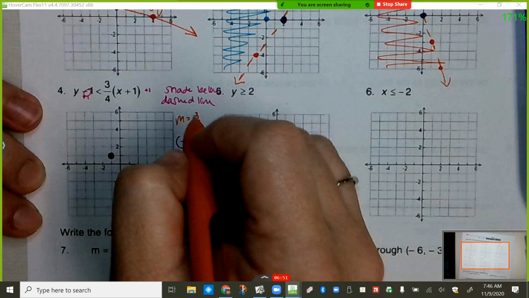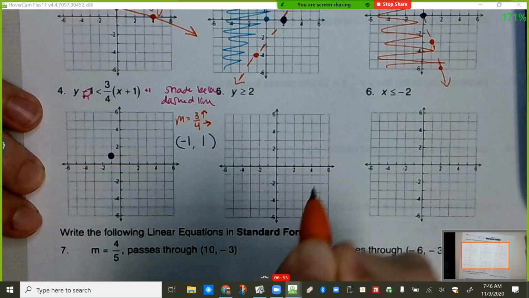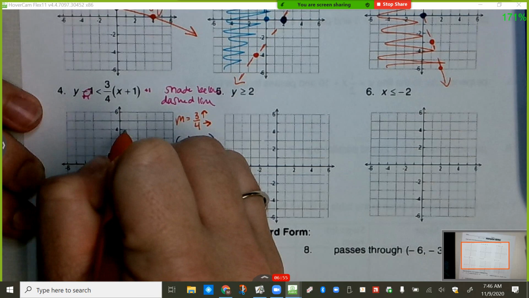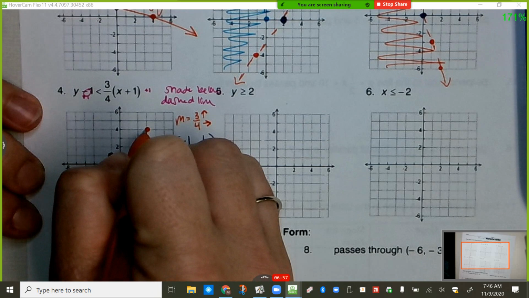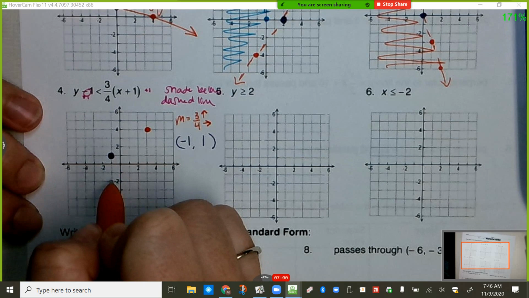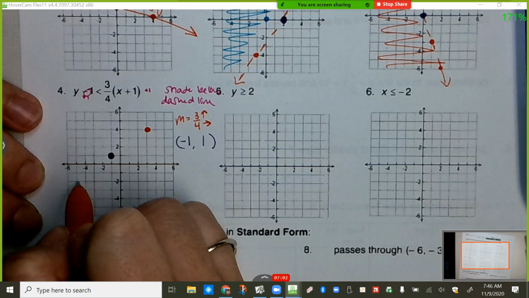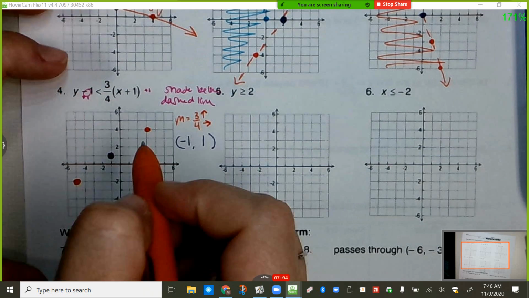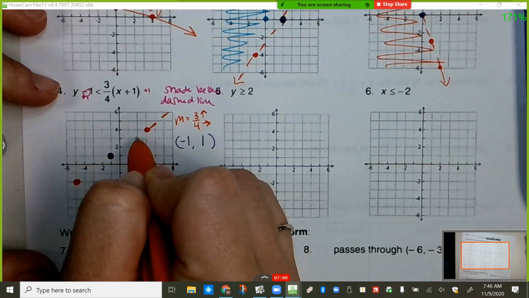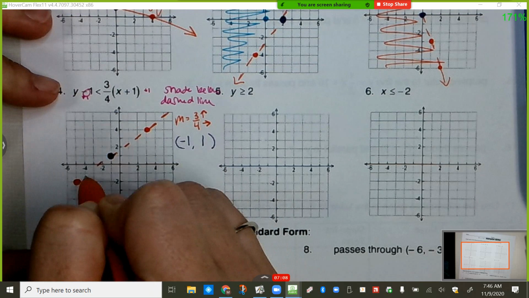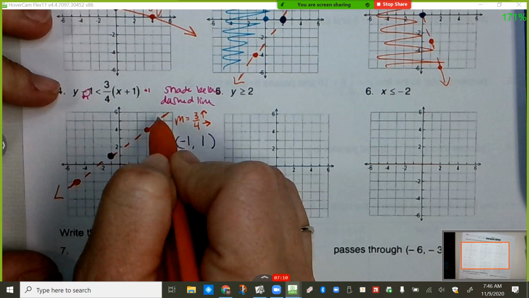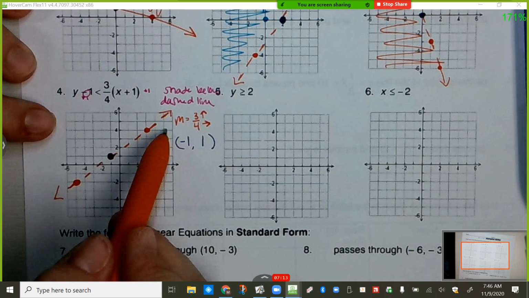And our slope is rise 3, run 4. You can also go down 1, 2, 3, backwards 1, 2, 3, 4. So dashed line, and shade below.